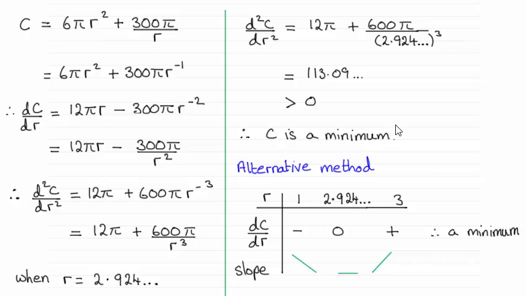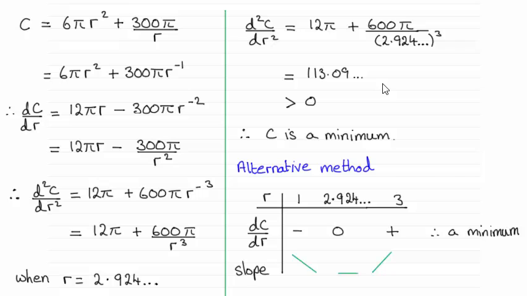You could argue that since r is positive here, then this term is positive, this term will be positive, so you don't really need to work out the value. It's obviously going to be positive.